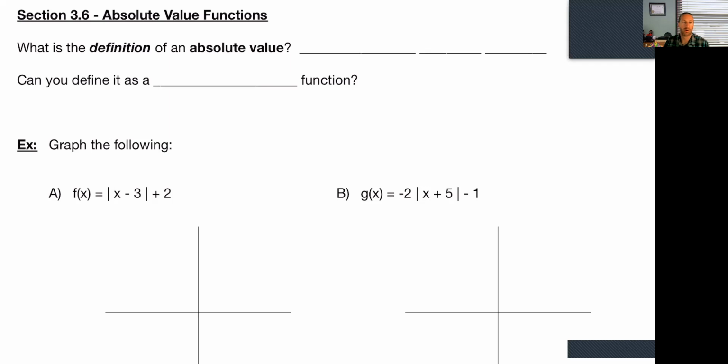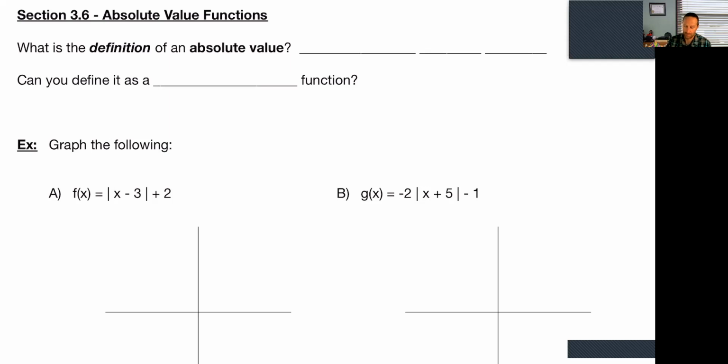Hey everybody, welcome to 3.6, absolute value functions. We're going to start with the definition, which a lot of people don't really understand. A lot of people just think anytime you have something in an absolute value, it just comes out positive. Well, there's a reason why, and it only has 3 words in its definition.